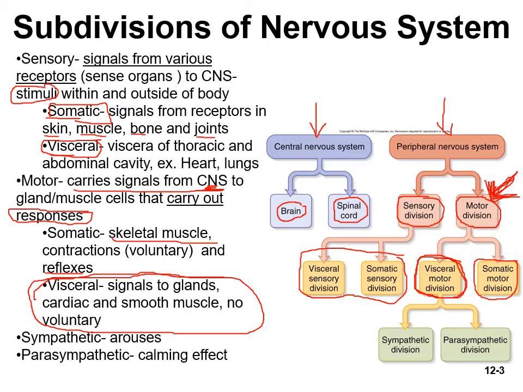So for instance, whenever you feel the fight or flight, maybe someone made you angry, someone stole your parking spot, and you just feel yourself getting angry, that's a fight or flight response. And you feel your heart beating faster and your breathing starts to increase, that's an example of a sympathetic response because everything's increasing. And it's a visceral response because your lungs and your heart are all located internally.